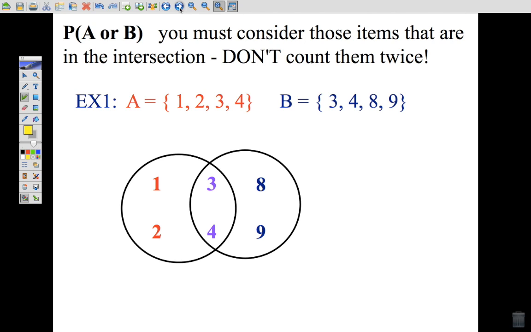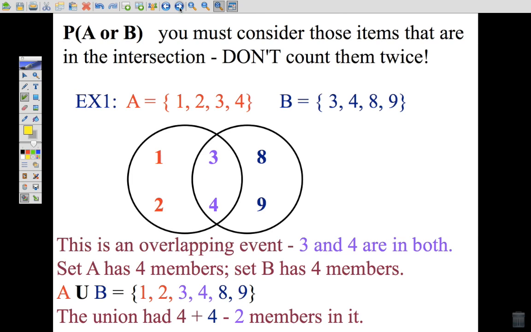No, that's not right. As we look at the Venn diagram, we wouldn't count 3 and 4 twice because they're in both sets. They're in the intersection. So as we look at our probabilities, we're going to have to know what is part of event A and what is part of event B, making sure that if there's any overlap, in other words, anything in the intersection, we don't count it twice.